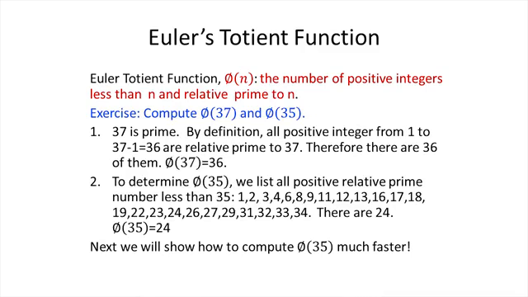To determine phi of 35, we list all the positive numbers less than 35 that are relatively prime to it. It is 1, 2, 3, 4, 6, 8, 9, and so on until 33, as shown on the screen here. And actually, there are 24 of these numbers. And therefore, phi of 35, the Totient function of 35, is equal to 24. Next, we'll show how to compute phi of 35 much faster.